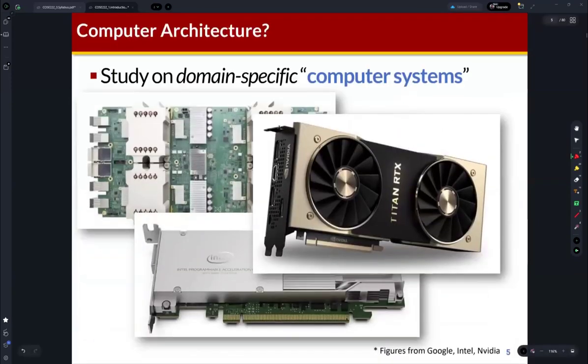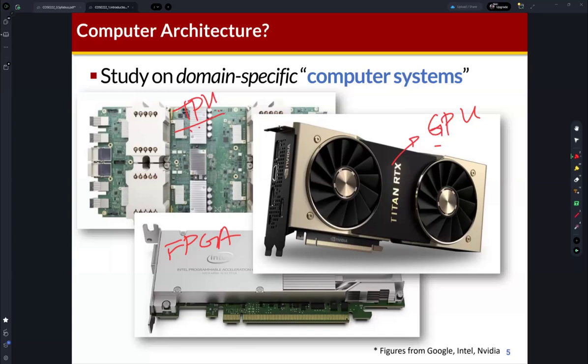Okay, so we will learn. We can say that these are also computer systems. You can see this is the Google TPU, the Tensor Processing Unit, and this is an FPGA, and this is a GPU. We can say that these devices are also computers. Why? These devices include processors, but they are somewhat different. In this course, we will learn about the CPU, the Central Processing Unit.